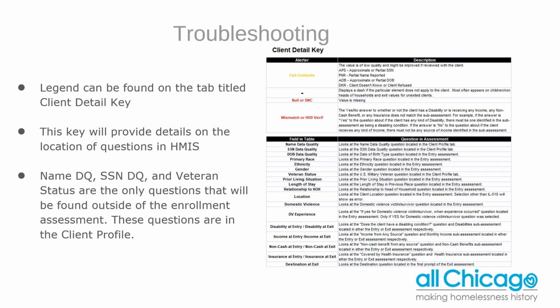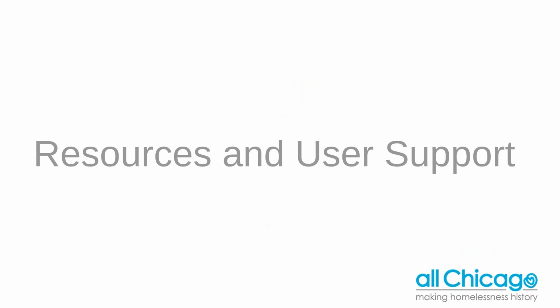Okay, so to jump back to the slides, for troubleshooting, again, we do have this ledger here that goes over all of the details of the details tab of the data quality report. Again, if you have any questions outside of what's available in this details key, please reach out to the help desk as soon as possible with those questions.